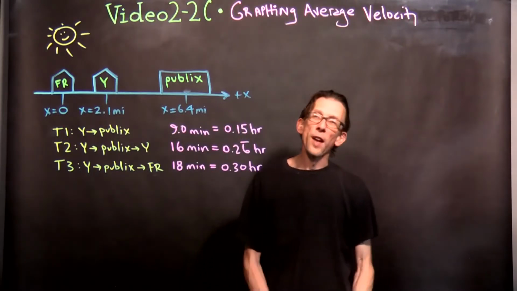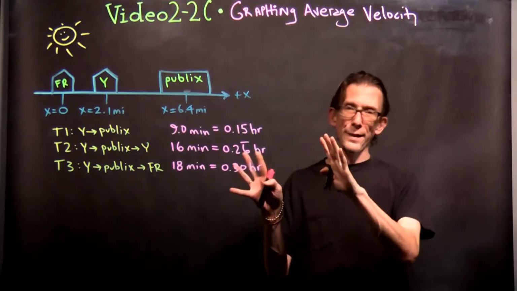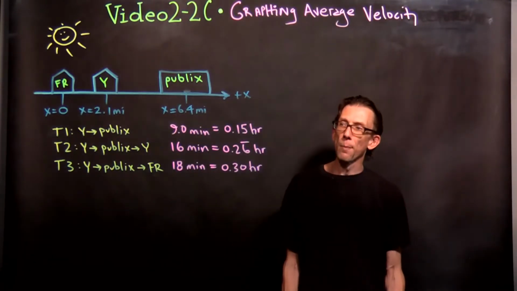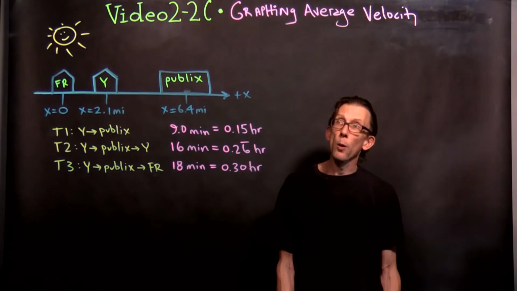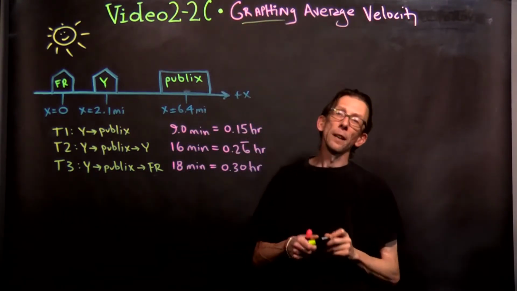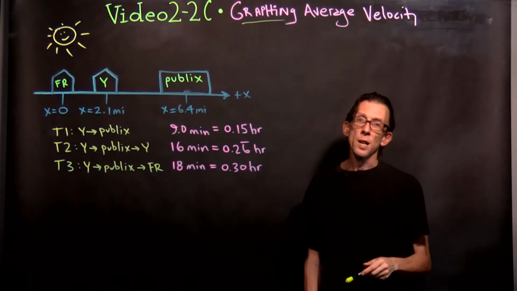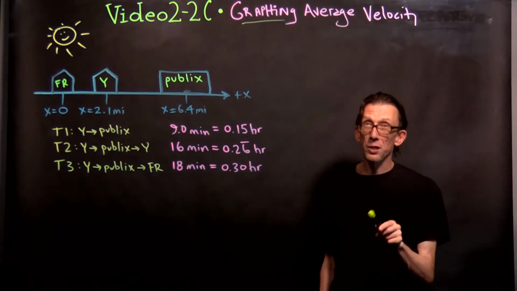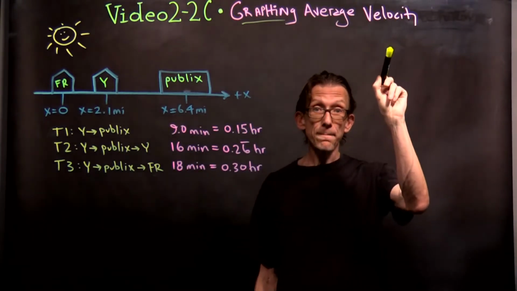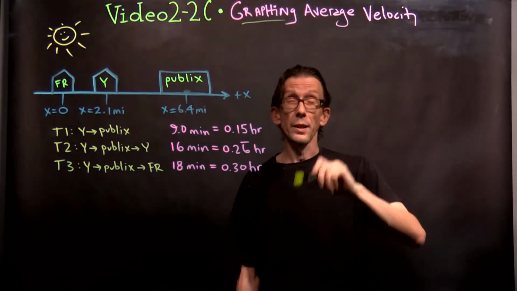I do want to do one more thing about our 3 trips, so we're not leaving our 3 trips yet. I think this will be the last video that's all about those 3 trips. But what I want to do is show you all one way of graphing these trips and determining from the graphs the average velocity. Again, this is not average speed, it's average velocity.